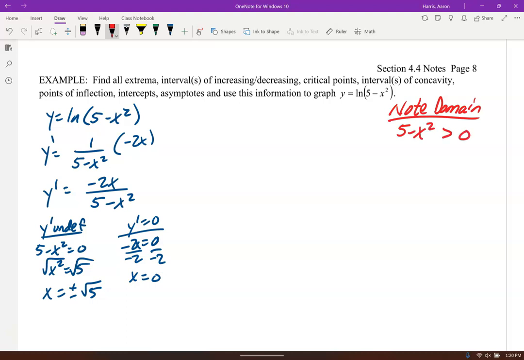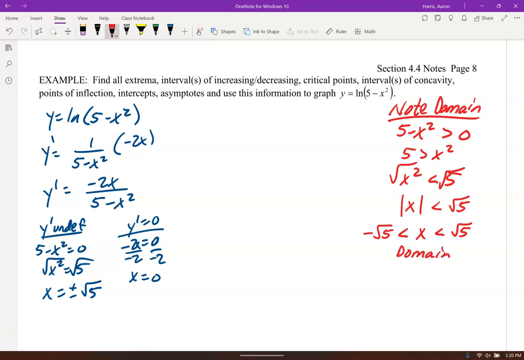If I add x squared to both sides, I have 5. Let me flip that around. So I have x squared less than 5. Now I'm going to square root. I'm going to be technical about this because I have an inequality here. The square root of x squared is the absolute value of x, right? Is less than the square root of 5, which means I got to be between root 5 and negative root 5 to be true. This is my domain. So I can't be root 5 or negative root 5.